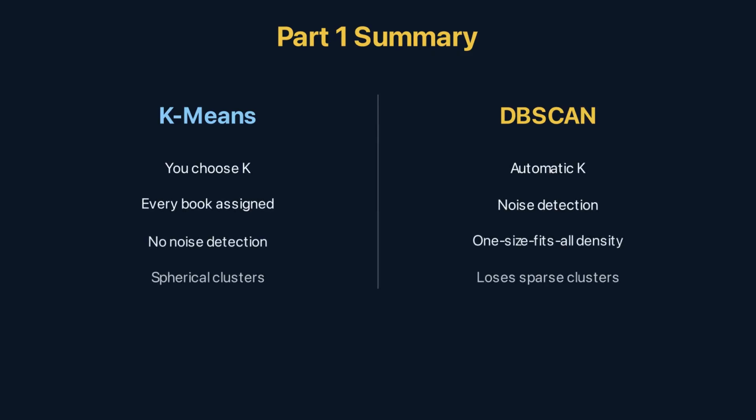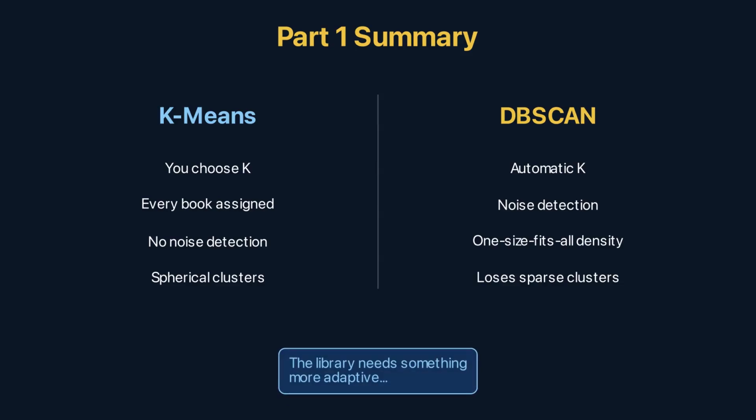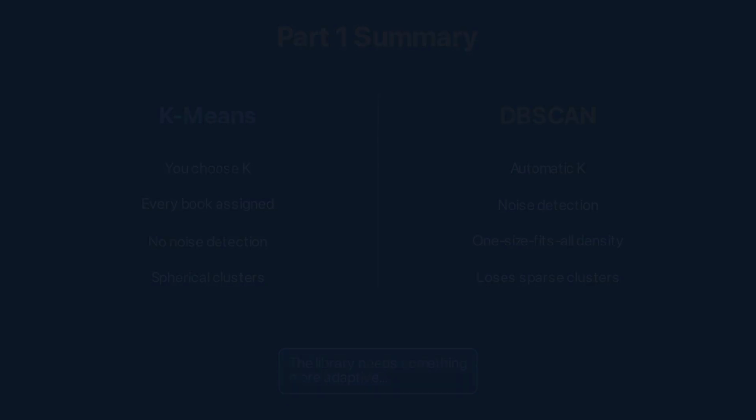K-Means: you choose K sections, every book gets assigned, no noise, but forced choices for hybrids and a spherical assumption. DBSCAN: automatic K, noise detection for genuinely weird books, but one-size-fits-all density that loses sparse but real collections. The library needs something smarter, a librarian who adapts to each section's natural density.